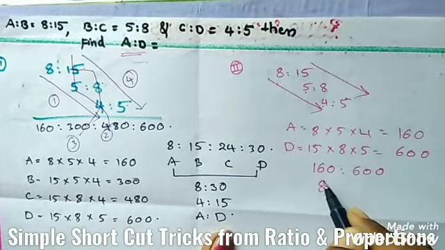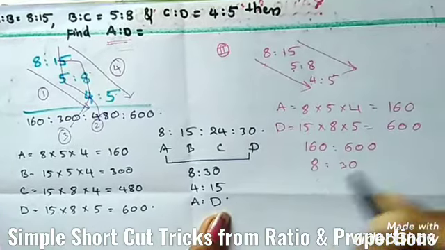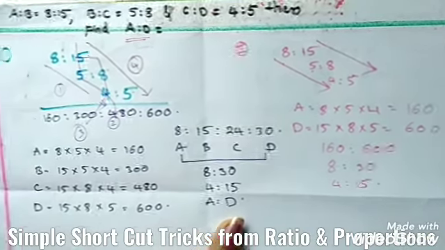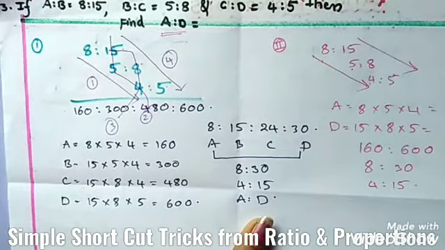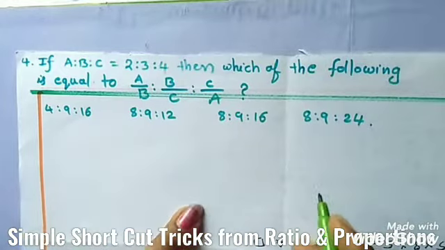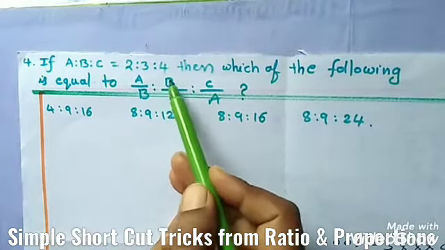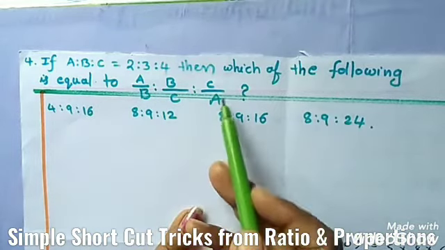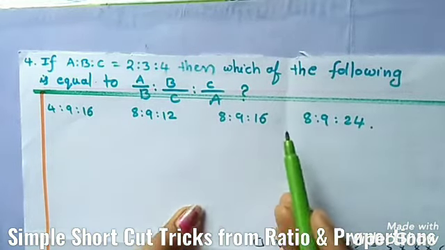So simply 160 is to 600. If you simplify this, 8 is to 30 and 4 is to 15. That is the answer, A is to D. Let us see the next example. Example number 4. If A is to B is to C is equal to 2 is to 3 is to 4, then which of the following is equal to A by B is to B by C is to C by A? These are the options.